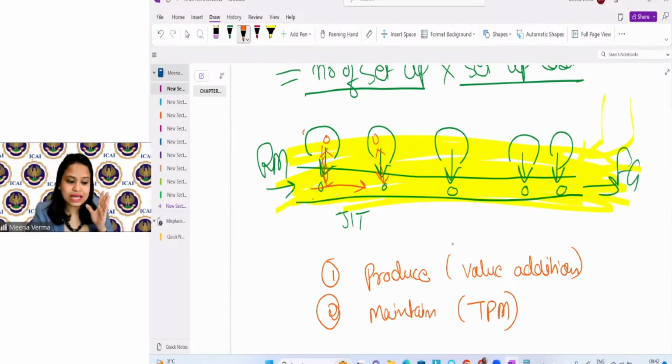And second is that he will not just add the value, but also he will maintain the machines, right? Total productive maintenance means his work is to maintain all these machines. So here his work is of 2 types. He will maintain the machines and he will add the value to the product. So just remember here, for that reason, the responsibility of these labor will increase.